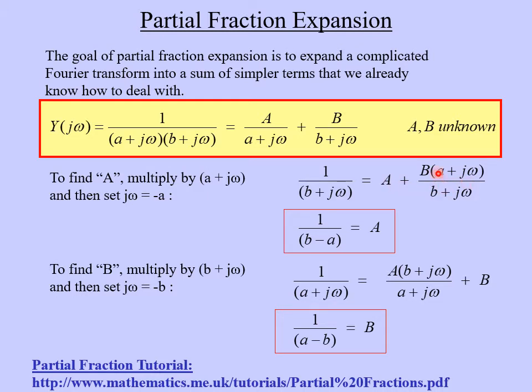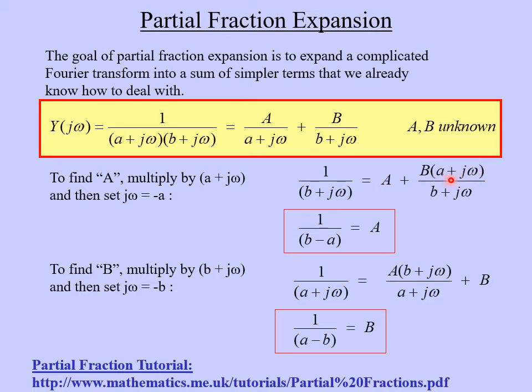Now, why did I choose negative a? We want this term here to go to 0, because if this term goes to 0, then my uppercase A here is all by itself, and we've basically solved for A. So how do I make this term go to 0? Well, we want the numerator to be 0.